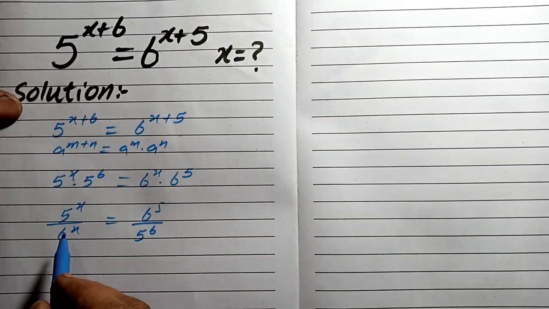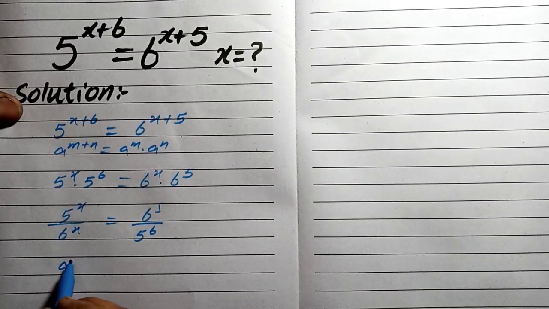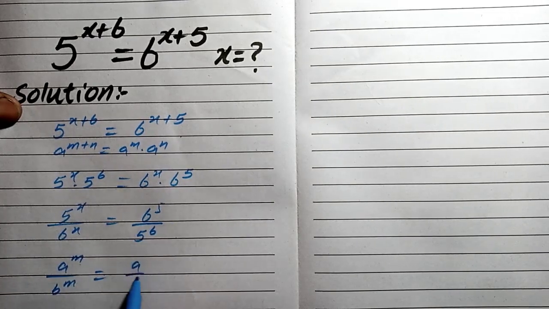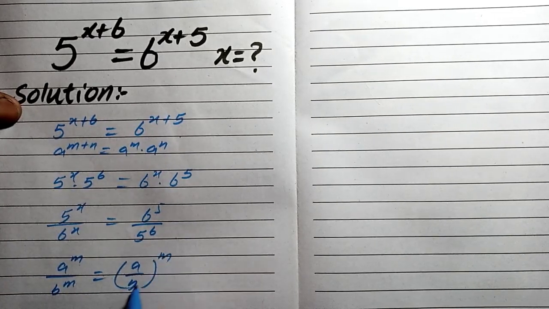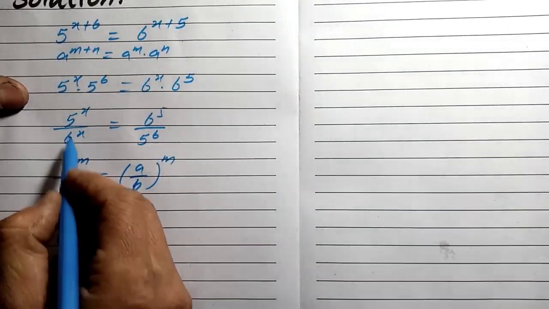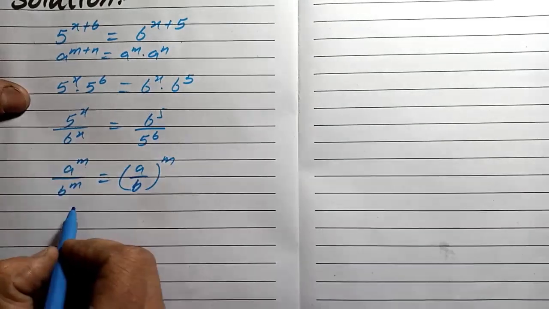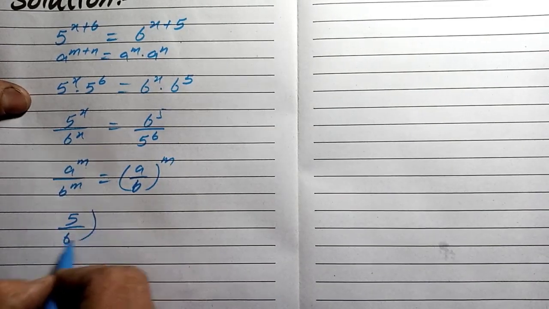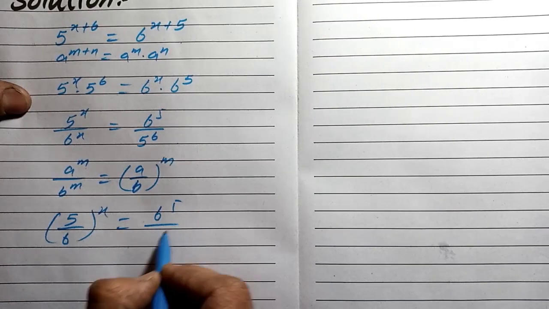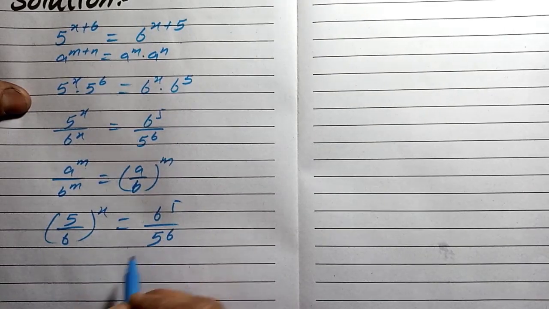So here we are using the power rule, a power m divided by b power m, which is equivalent to a divided by b, power m. Applying this power rule, we can get 5 divided by 6 power x, which is equivalent to 6 power 5 divided by 5 power 6.